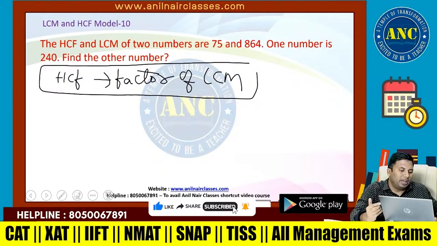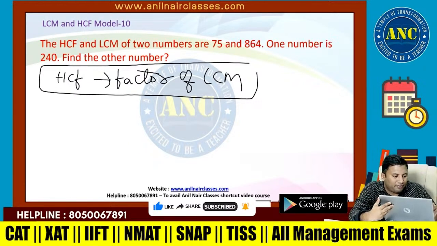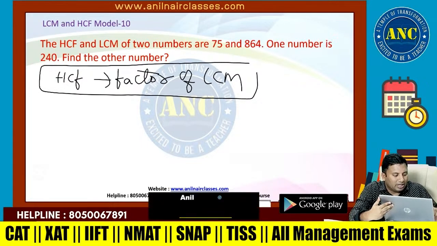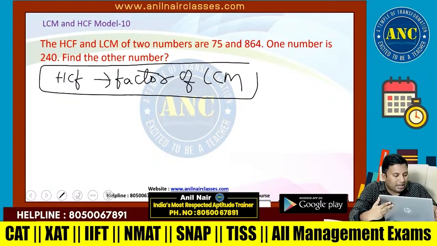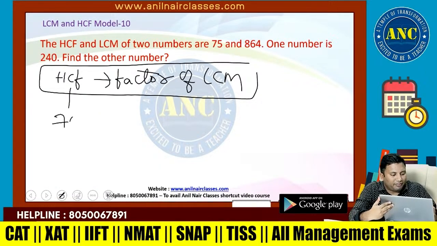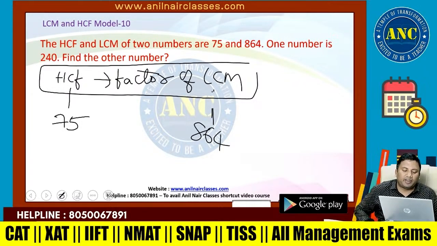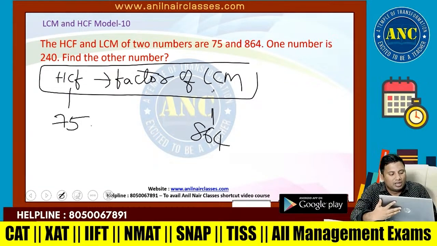HCF should be a factor of LCM. The HCF we got is 75, and the LCM is 864. First check whether 75 is a factor of 864. 864 is a multiple of 4, but 75 is not a multiple of 4, so 75 is not a factor of 864.